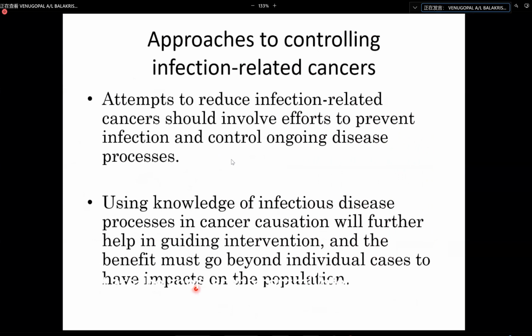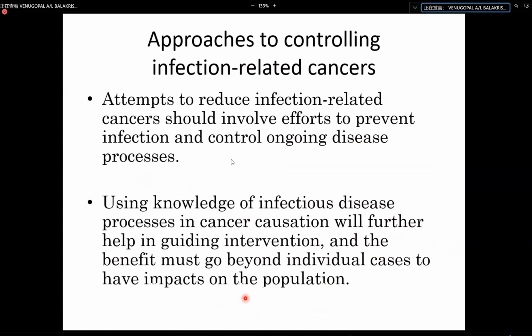What are the approaches to control infection related to cancer? So what are the approaches for you to control that? So, attempts to reduce infection related to cancer. How do you want to reduce the infection? It involves efforts to prevent infection and to control the ongoing disease process. Using knowledge of infectious disease processes in cancer causation will further help in guiding intervention. The benefit must go beyond individual cases to have an impact on the population. So that is what they are trying to do.